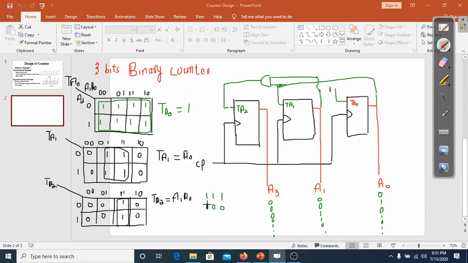In similar fashion, this will keep on moving, from 0 0 0 to 0 0 1 and so on, 1 1 1, then it will go to 0 0 0. So this is the 3-bit sequential binary counter. You can design this counter with the help of JK flip-flop. Similarly, you can design a 4-bit counter.